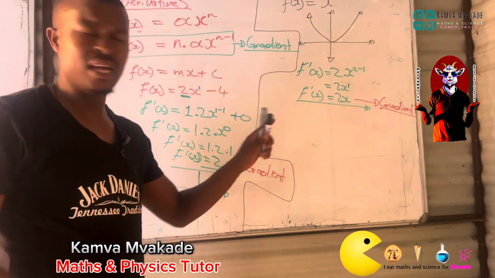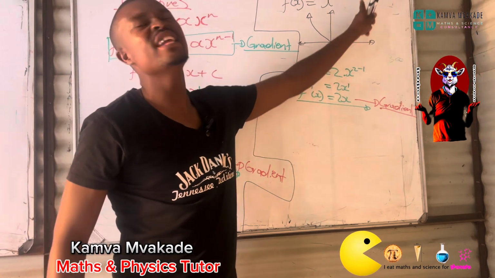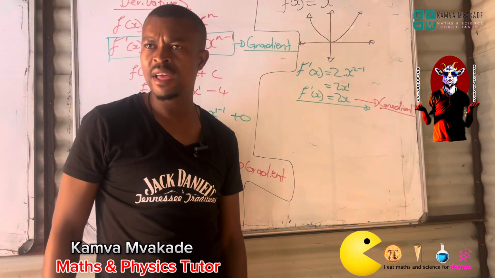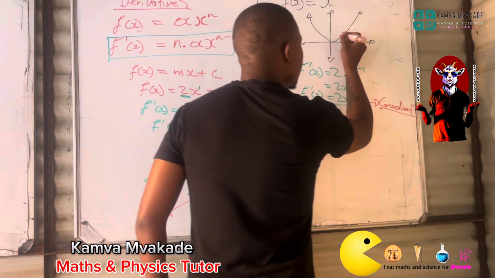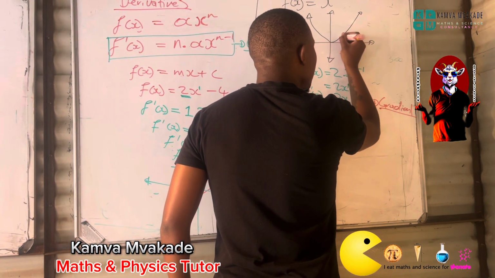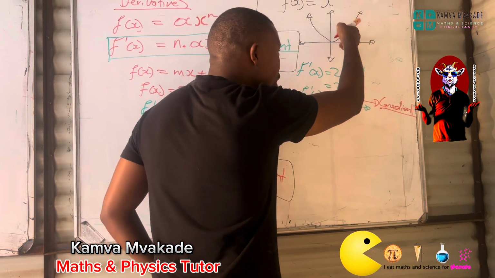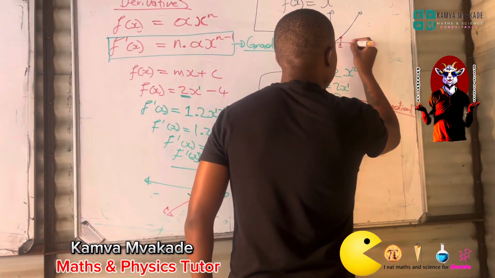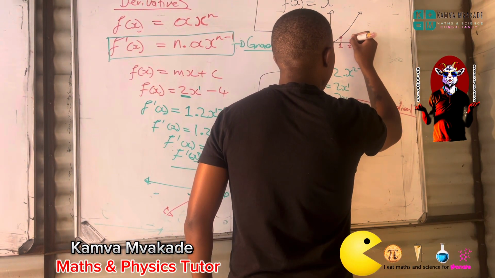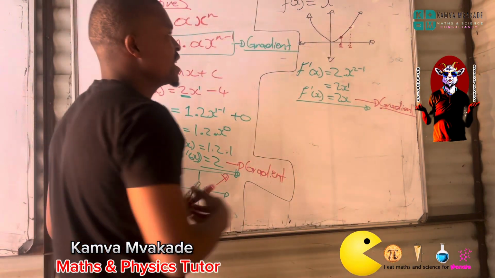So what does it mean now? It means if we have this, we can find the gradient at any point on this graph. For example, at x equals 1, we can find the gradient here, and then we can still find the gradient at other values of x.